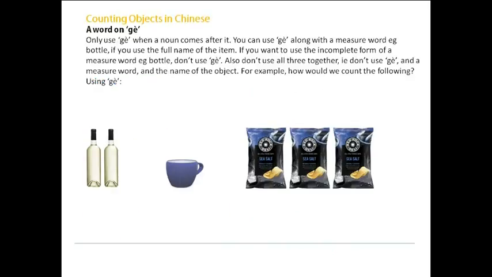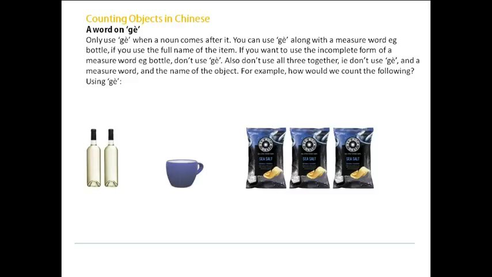Now for a word on the word 个. Only use 个 when a noun comes after it. For example, 一个苹果, where 苹果 is the noun meaning apple, or 一个盒子, where 盒子 is the noun meaning box.